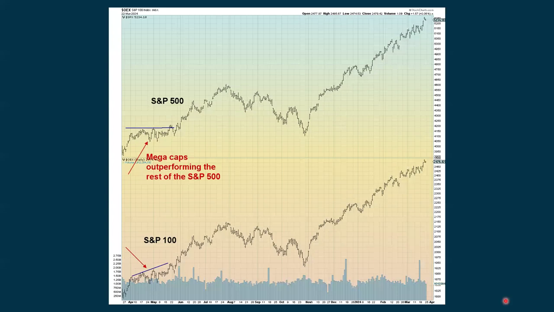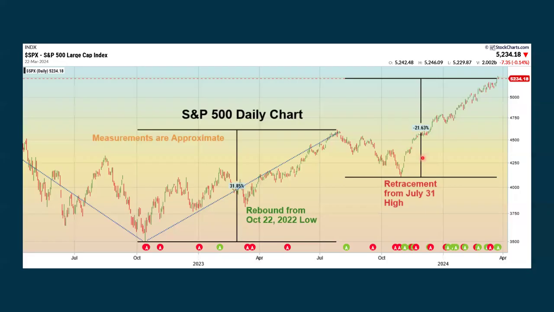Then we want to keep an eye on the S&P 100 and compare it with the S&P 500. They're both coming off of setting recent all-time highs and not really diverging from each other. This is just a measurement going back to the low that we set in October. And so far, as of Friday's close, we're up 21.63% from that October low. Now, I measured this, and it's an intraday measurement, so you might see something a little bit different according to what measurements you might look at.